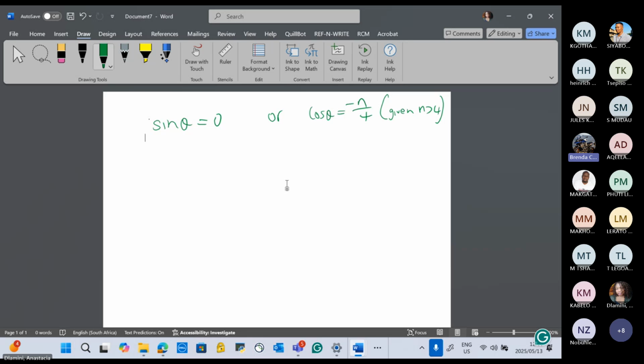Plus 2 pi n, ma'am. So then how am I going to find, because you're saying plus what? Plus 2 pi n, or k, let's put k because the n is going to confuse the other n.